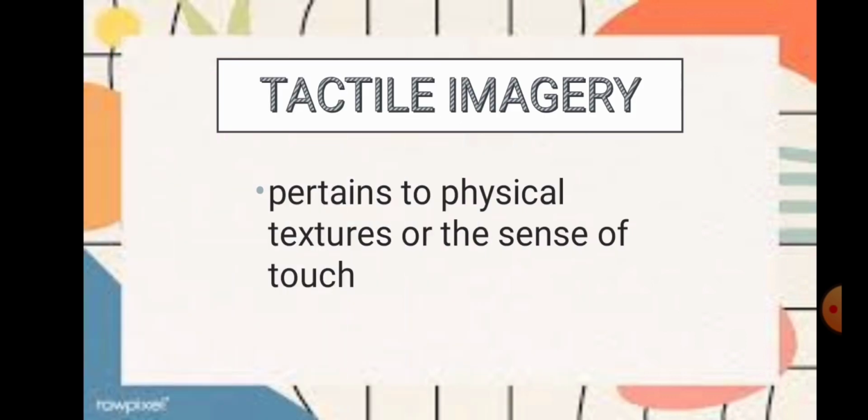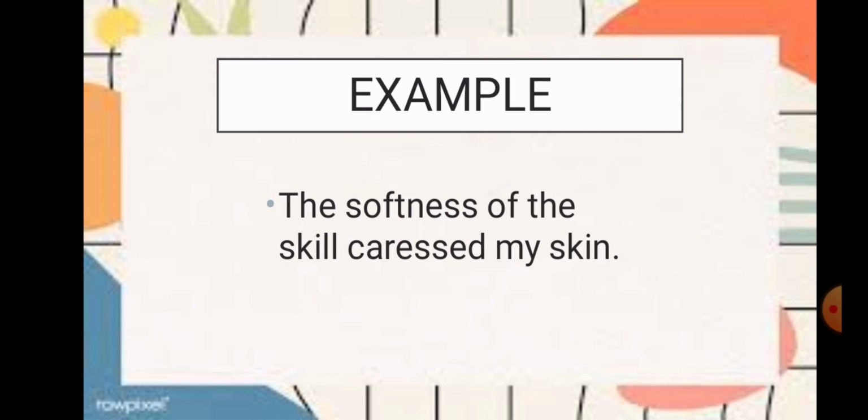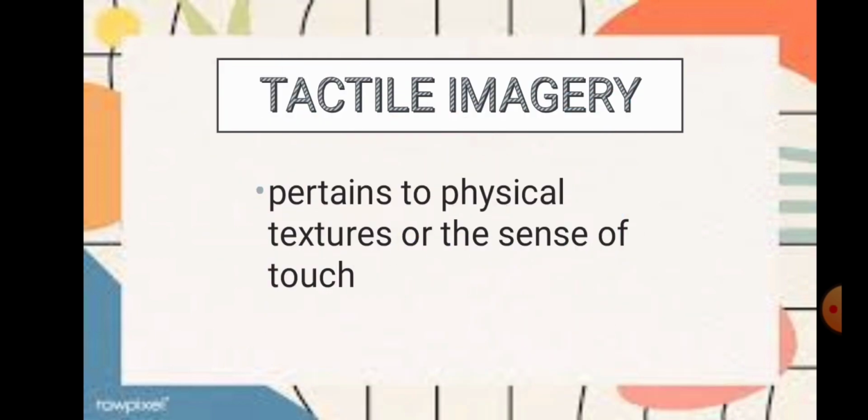On the other hand, tactile imagery. Tactile imagery pertains to physical texture or the sense of touch. It means that he or she can feel a thing, whether it's heat, cold, rough, or smooth. So that's how the sense of tactile works. Example: the softness of the skin caressed my skin. As you can observe here, the word softness shows that he or she could feel something. So it belongs to tactile imagery, since tactile imagery is all about the sense of touch.